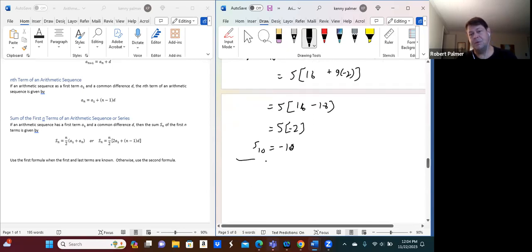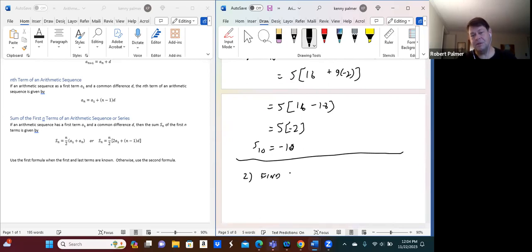Okay, how about this one? So number 2, we'll find the sum of the first 120 positive integers. Remember, positive integers are numbers, they're not fractions, but basically positive integers can be 1, 2, 3, 4, dot, dot, dot, all the way up to 119, then 120.